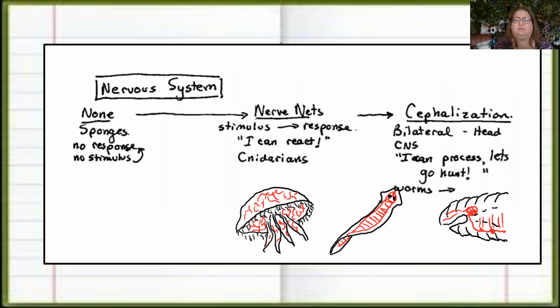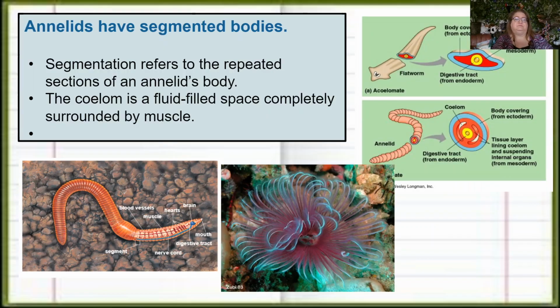And then the next step up in the nervous system would be cephalization. And remember, cephalization is the head. And so in bilateral organisms, you start seeing this where the head now is processing information. So I can process, let's go hunt for food, let's go find it. And so from now on, we're going to see in bilateral animals a brain, and you're going to start seeing more and more senses as well.